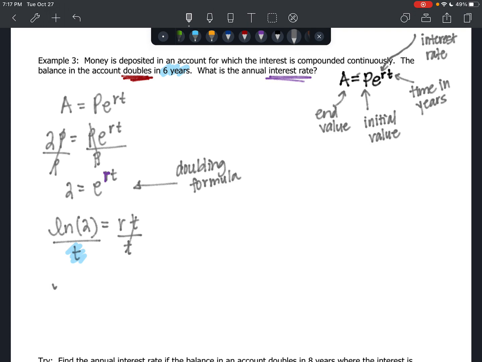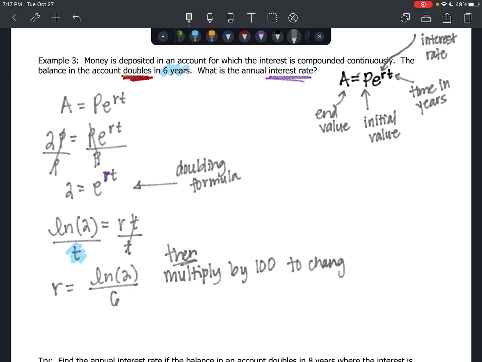So in our calculator, we're going to take the natural log of 2, whatever that value is, and divide it by 6. After we do that, then, this is important, multiply by 100, because we want to change it to a percent.